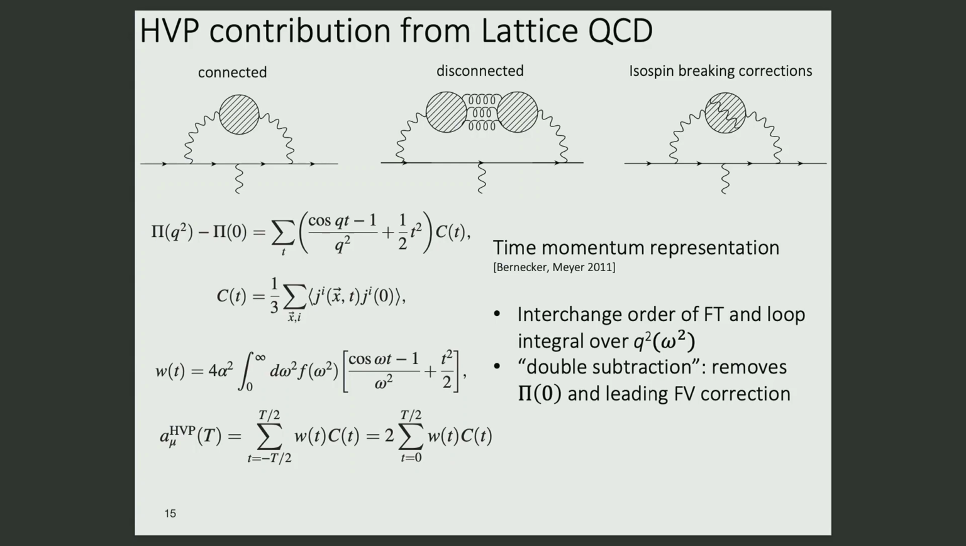One of the nice features about this setup is the so-called double subtraction. So this term here basically cancels the divergent part of the vacuum polarization, which we have to do, configuration by configuration. So we don't have to calculate that, say in an average, and then subtract it. And then this one here takes care of the leading finite volume contribution. So that's the so-called double subtraction and makes this method effective.